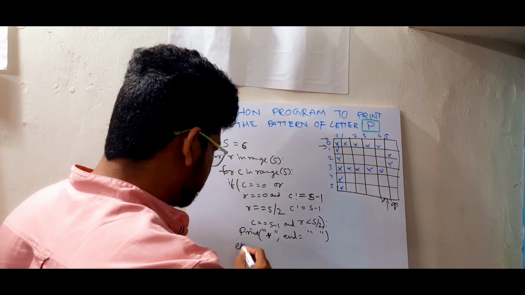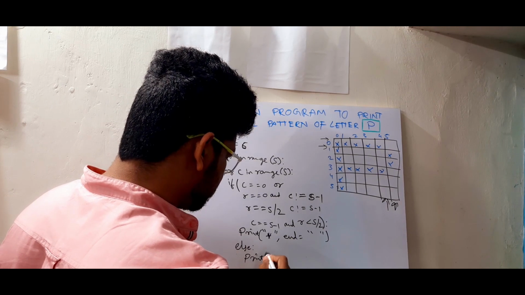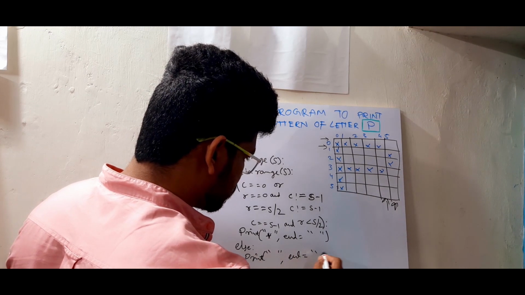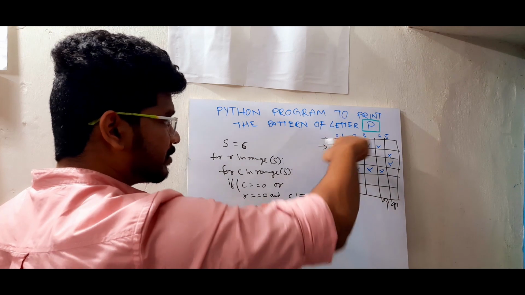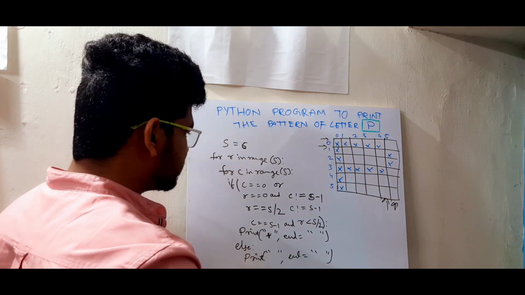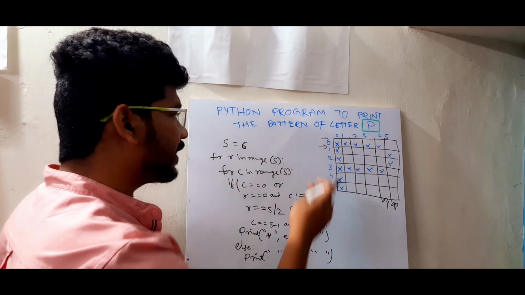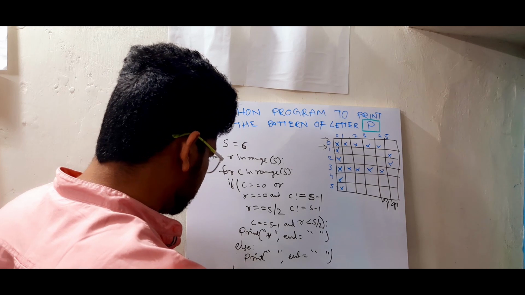And in the else condition, I'll print spaces. So these are 4 conditions for printing stars, and the else is for spaces. And finally, after printing the first iteration, we need to go to the next line. In that case, we'll print an empty print after this first for.